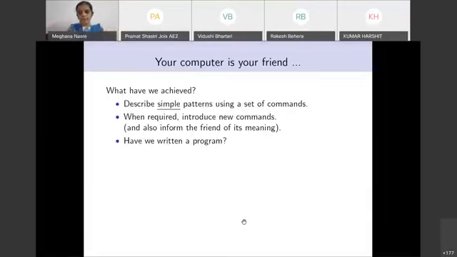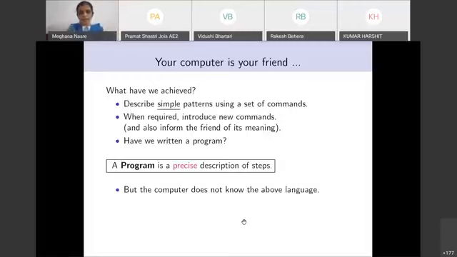So have we actually written a program? We have never even defined what a program is. A program is a precise description of steps that we want to perform on data. At the moment, we are avoiding the fancy part of it, but we don't have too much data at the moment to process. But there is implicit data which we'll come to.